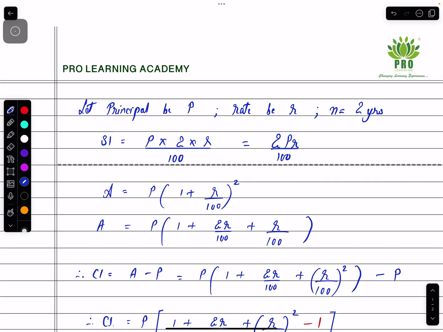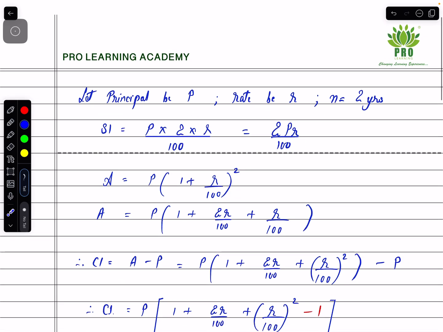Welcome back. Today we will understand the difference between compound interest and simple interest, specifically for 2 years. Here, if we look at the simple interest formula for 2 years, simple interest is PTR over 100. Your principal is P, your rate remains R, and time is 2 years. So P times 2 years, rate is R over 100. So this becomes 2PR over 100.